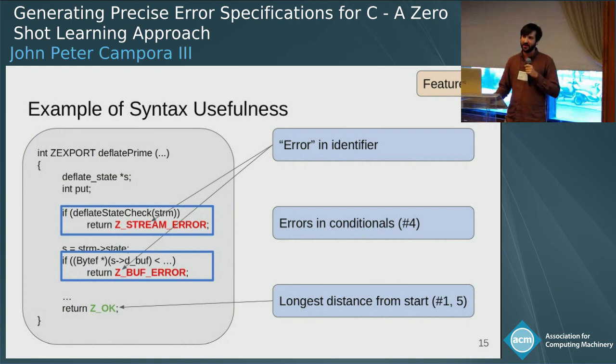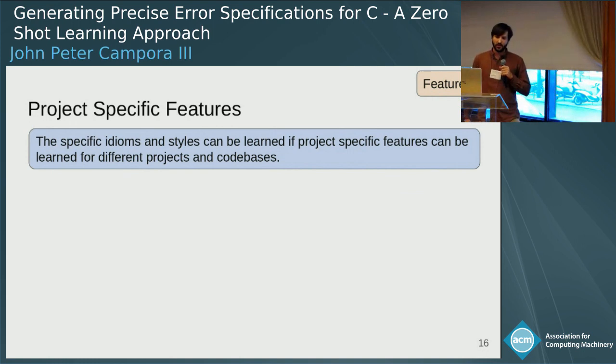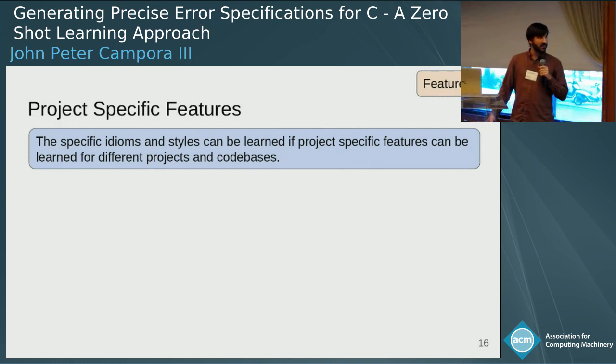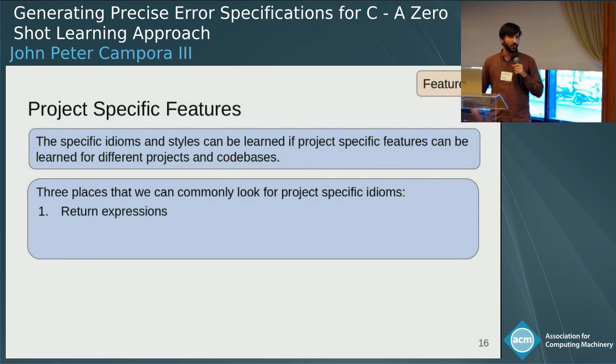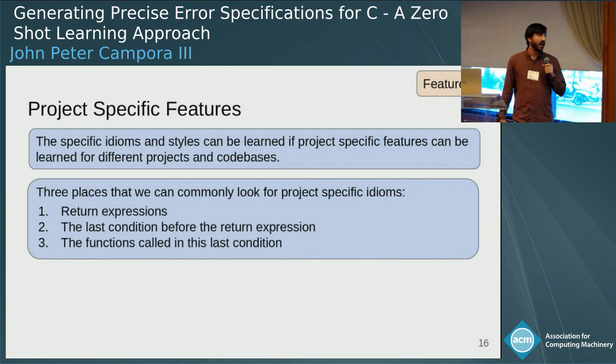So this is one of those things where learning the idioms and syntax of how people actually write C matters, especially when we think about specific code bases. So we want to look at project-specific features per code base. There are three places we can look for project-specific idioms. One's directly in return expressions: what kind of returns are we seeing often in a project? What condition often gets checked before return expressions across projects? And then what function calls can happen if that condition passes.